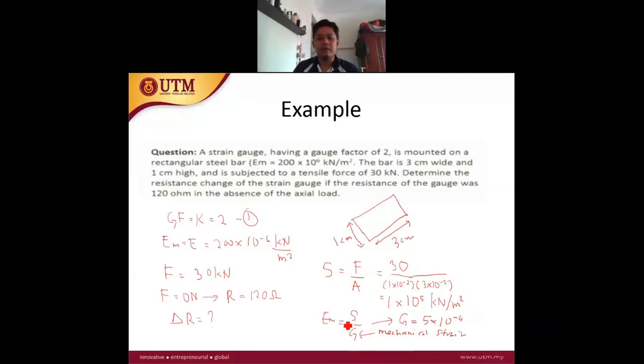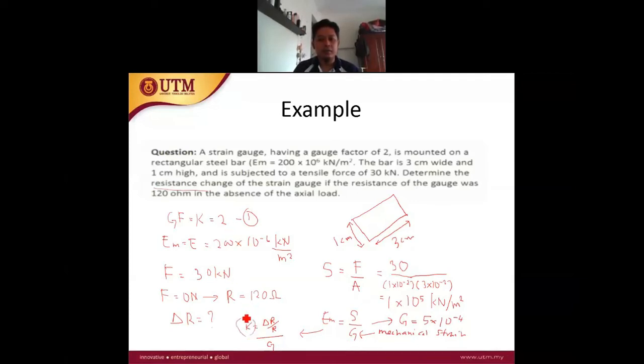So now we have our G. After we have our G, we can calculate the resistance change. We know that the gauge factor K is equivalent to delta R over R divided by G. G is the mechanical strain.